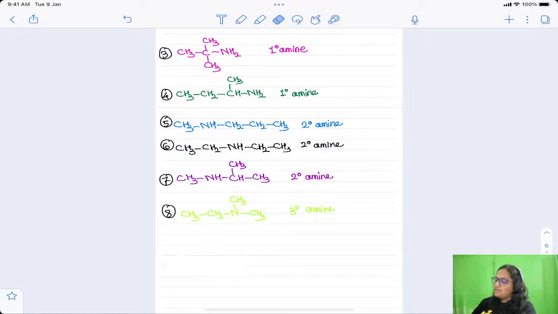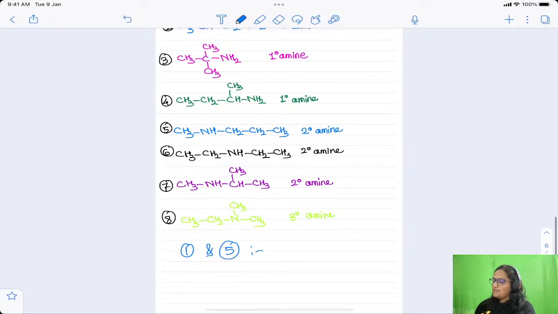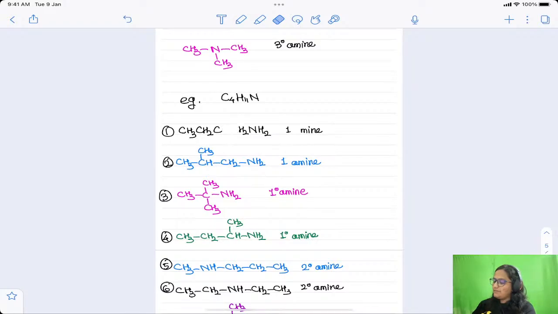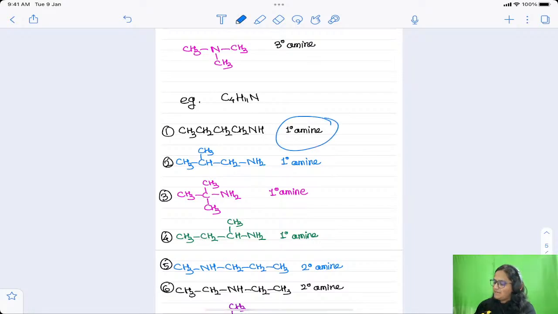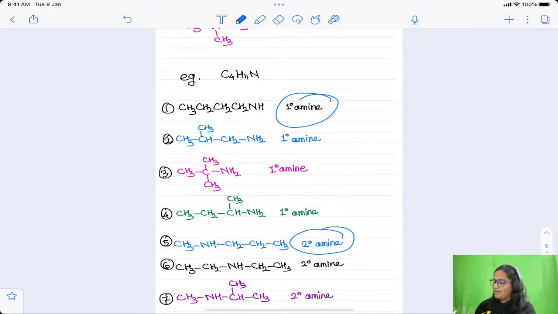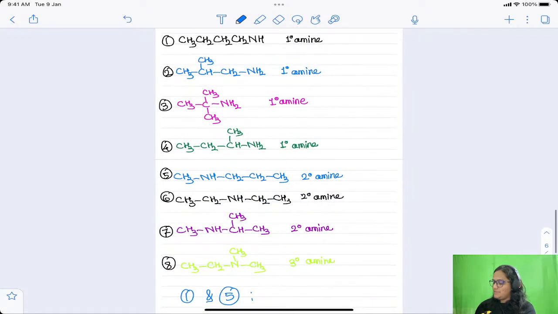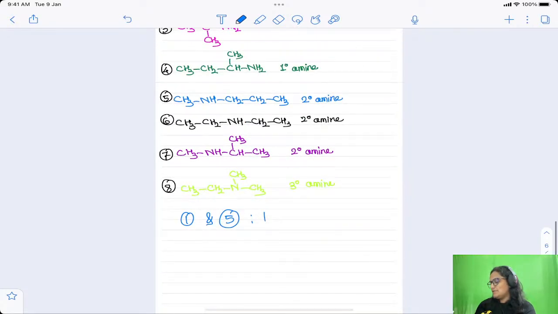Okay, if they ask the relationship between 1 and 5, isomer, right? If you see, structure 1 is a primary amine and structure 5 is a secondary amine, right? That means the difference here is the type of isomerism. They are functional isomers of each other.